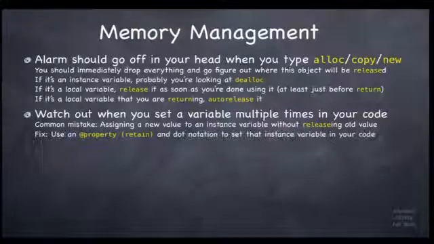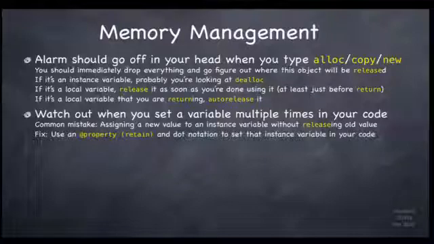So I strongly recommend if you have an instance variable in your object that gets set multiple times, either internally or by some external public property, that you just do @property retain. You'll still have to do release of that thing in your dealloc, so don't forget about that. But in the middle, when you're setting it to different values, at least you'll be releasing and retaining the new one, releasing and retaining the new one.